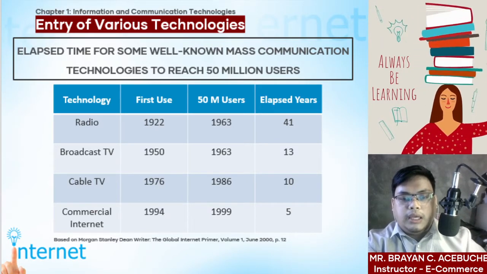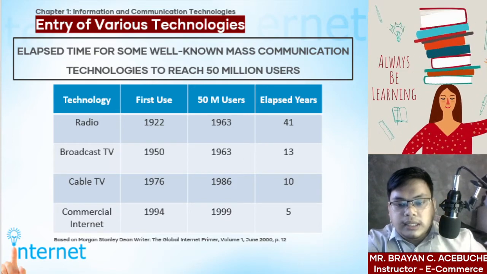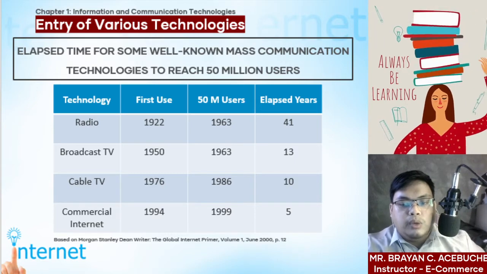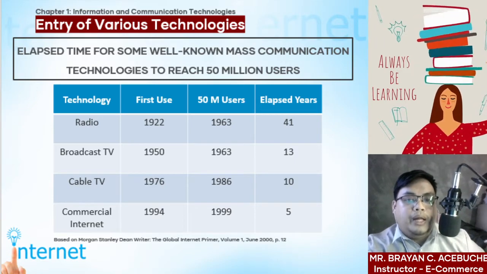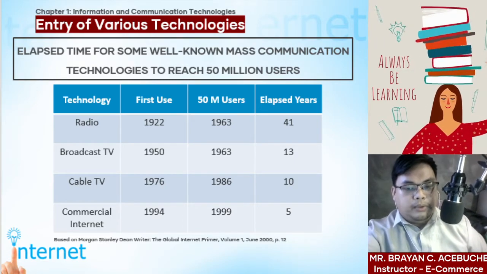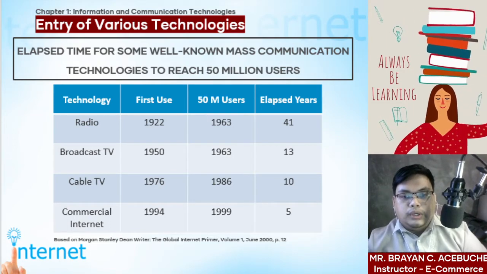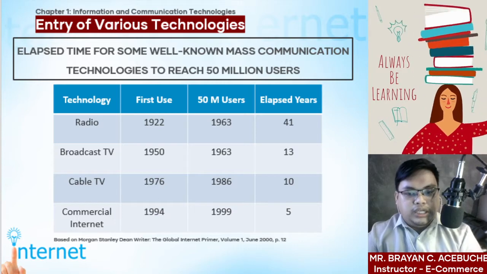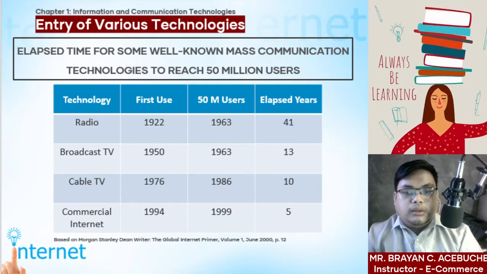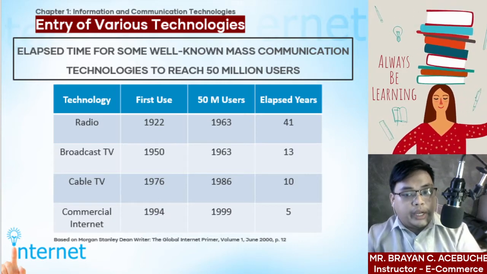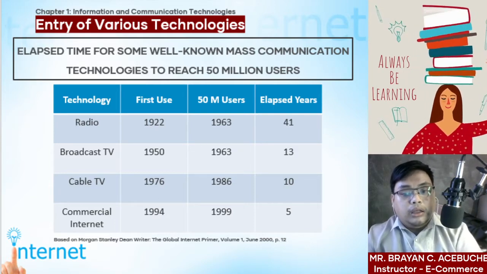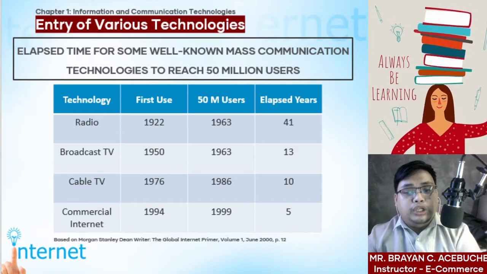This table is based on Morgan Stanley writer, The Global Internet Primer, Volume 1, June 2000, page 12. So, this table shows the technologies and the first use, kung kailan sila unang nagamit, and until what year sila naka-reach ng 50 million users.